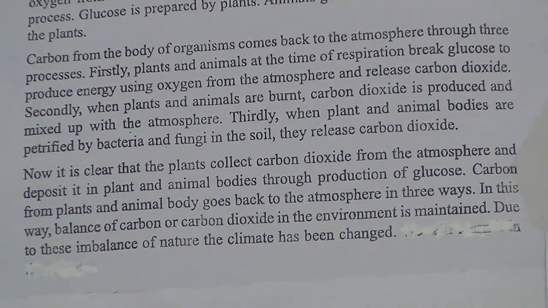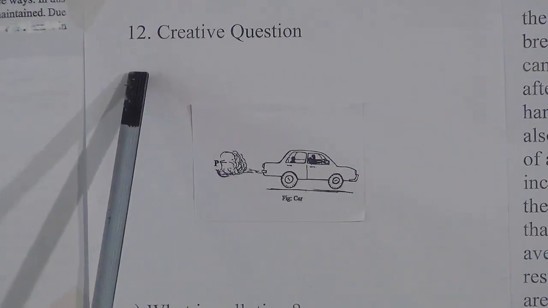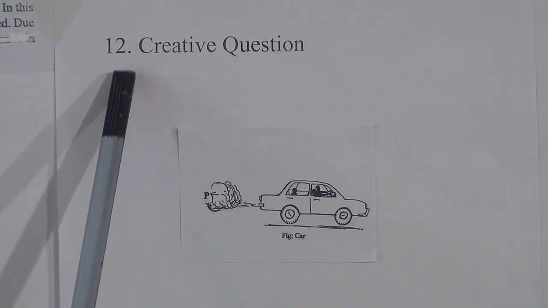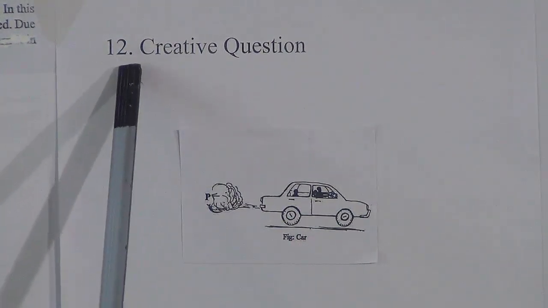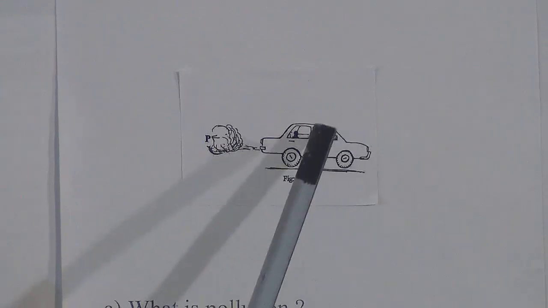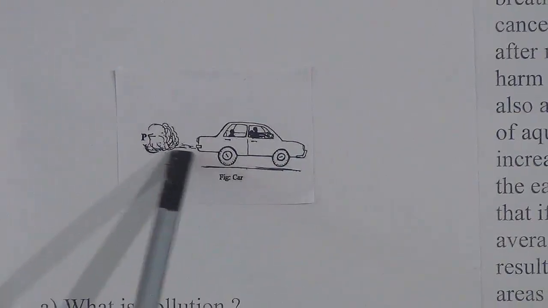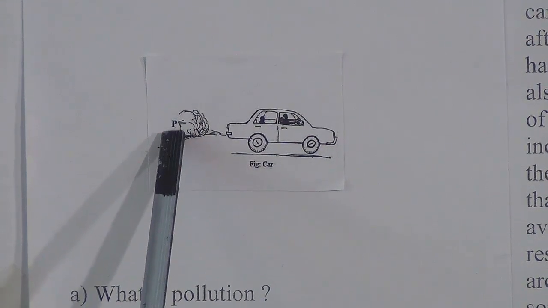Dear student, now we will discuss a creative question. Here is number 12. Based on our suggestion, we have already provided you the suggestion, and this is the creative question number 12. And you can see here is a stem, here is a car, and it's emitting some smoke, and this smoke in the stem is P.